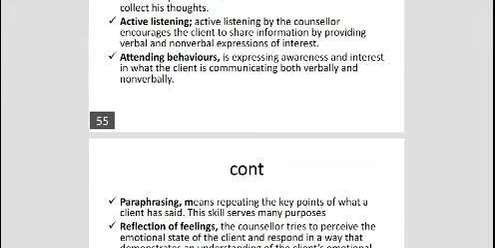Another technique is active listening. Active listening by the counselor encourages the client to share information by providing verbal and non-verbal expression of interest. This is very important when you speak to your client in a counseling setting. Most of the time, or when it is needed, you have to be an active listener. You should let your client explain him or herself and give out all that he feels too. So you will get a good chance of understanding the problem or the counseling process.